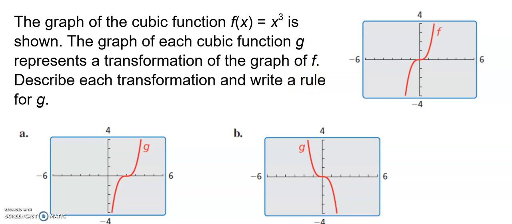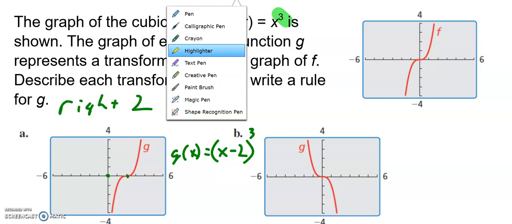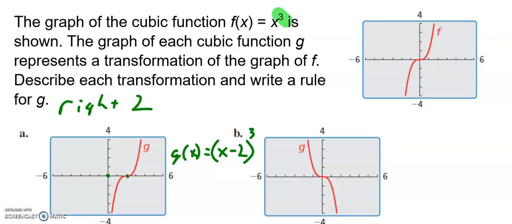So for instance, if I look at A, I would say, okay, well, for the basic parent function, it went through 0, 0. This moved to the right 2. So my description is going to be right 2. Now, how do I write an equation for that? I would say g of x is x minus 2 to the third, because it moved right 2. And the parent function was x to the third.